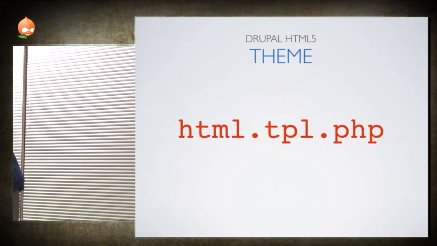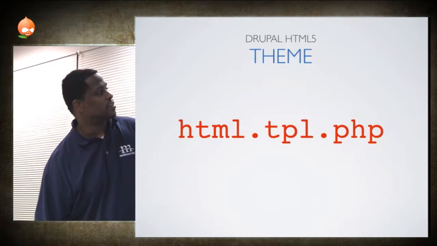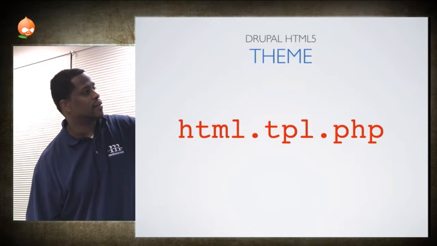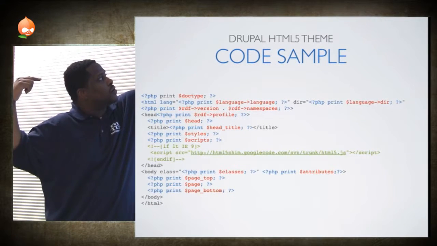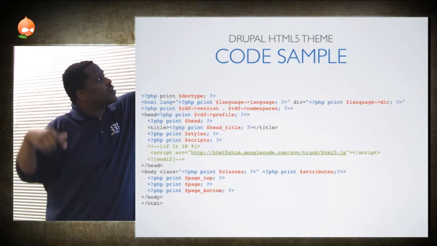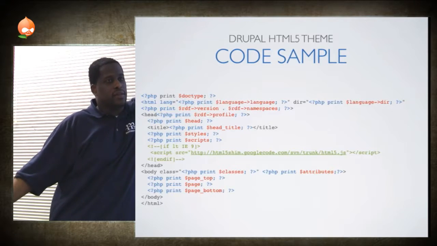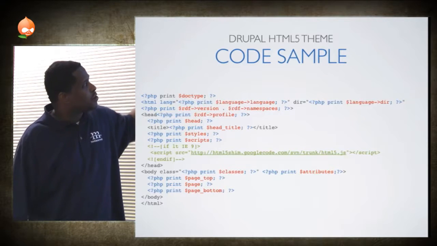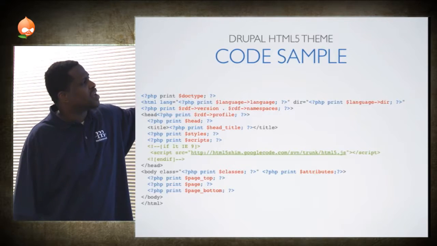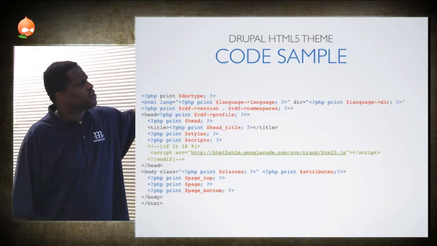Make sense? Okay. So now in the HTML.tpl.php, that's what you do. See, that sample code I showed you earlier, it's putting the doctype here. Just make sure that your doctype looks like this. And I think for most cases, it actually does look like this.